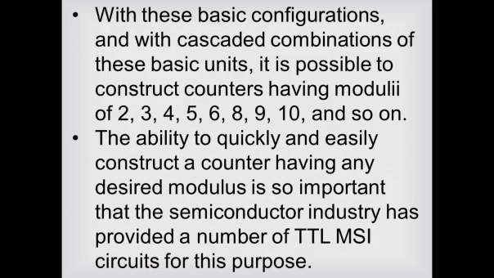With these basic configurations and with a cascaded combination of these basic units, it is possible to construct counters that have moduli of 2, 3, 4, 5, 6, 8, 9, 10 and so on. What does it mean? If you have a single flip-flop, it is a modulus 2 counter. You can convert a mode 4 counter into a mode 3 counter, that we already know. So we can have a mode 2 counter, a mode 3 counter, a mode 4 counter, and the mode 5 counter also we have prepared.